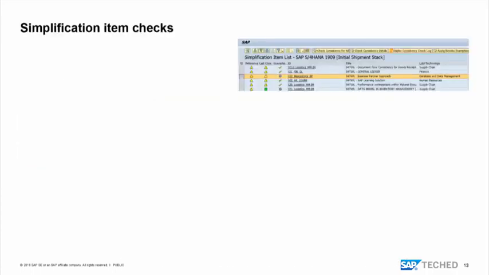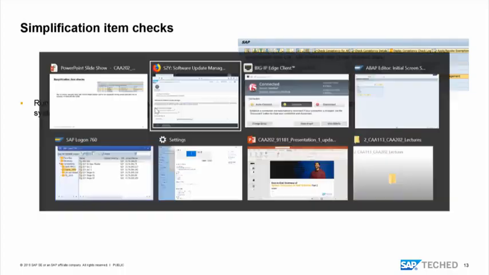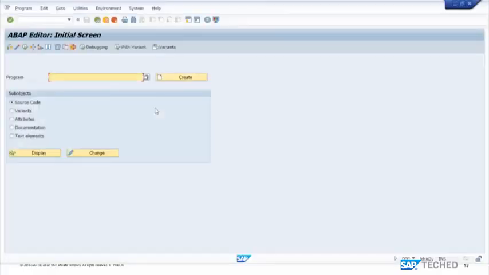Then the simplification item check. It's still the check that you know. You know that we introduced a new check framework with 1709. It's used with 1809. It's used with 1909. No changes concerning the check framework as such. Of course, there are new checks potentially, but the framework and the report is still the same. And you should run the checks very early, and you should choose the correct target release when you start the check. Let me see if my connection is still valid here.